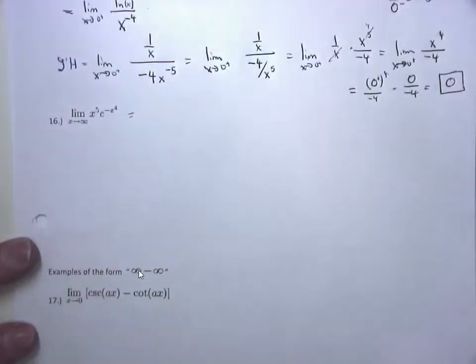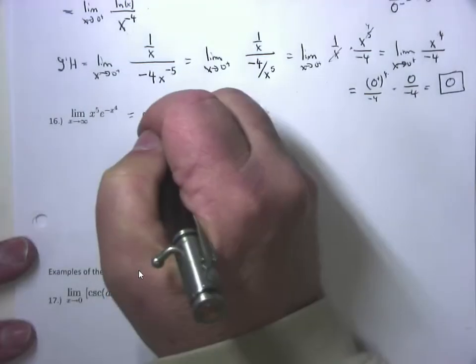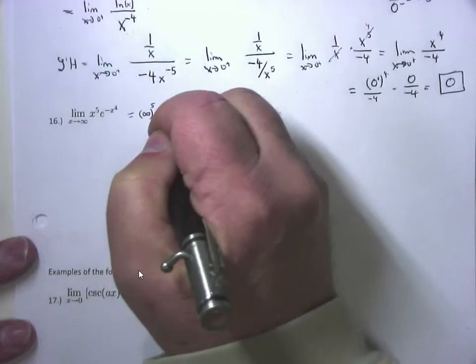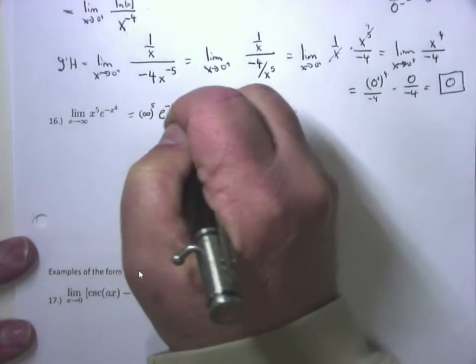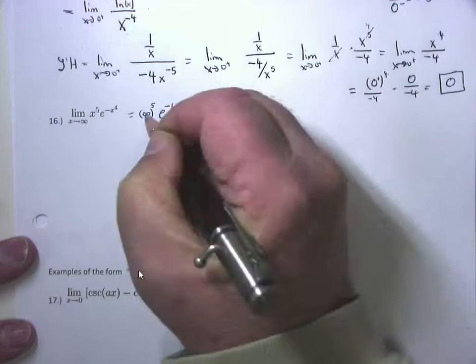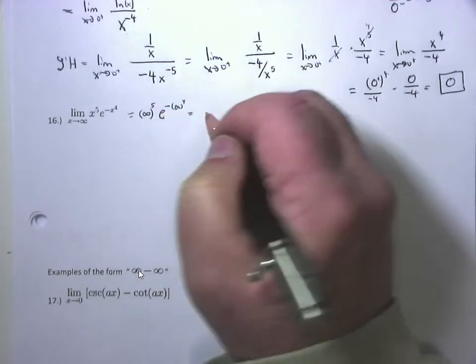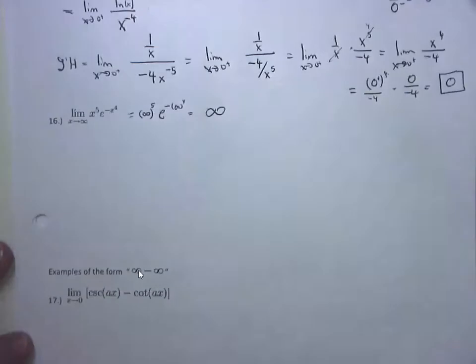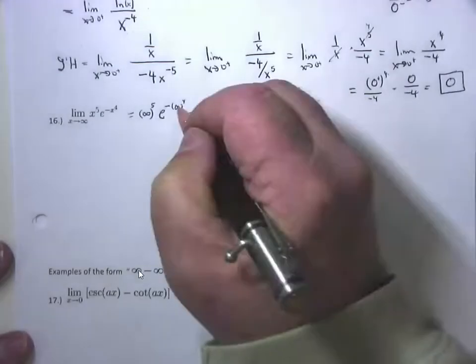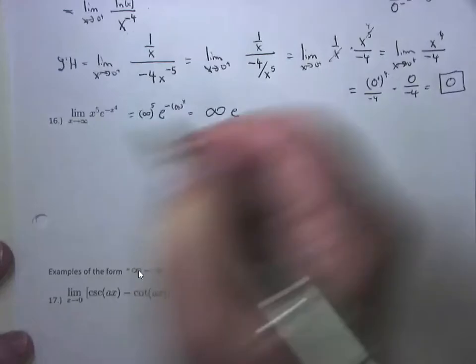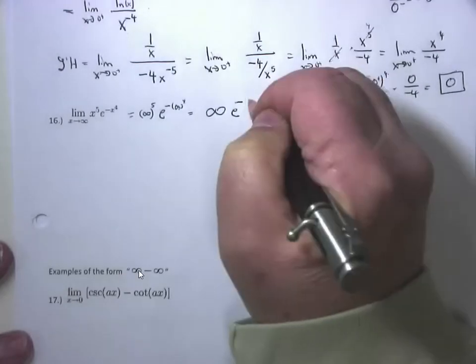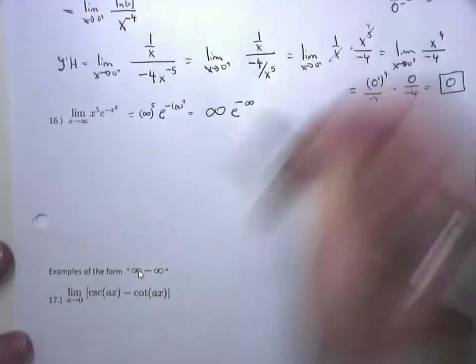Take the limit as x approaches infinity of x to the fifth times e to the negative x to the fourth. This would be infinity to the fifth power times e to the negative infinity to the fourth power. Infinity to the fifth power: infinity times infinity times infinity times infinity times infinity. One big old infinity. Times e to the infinity to the fourth power is still infinity, but it's negative that. Power first and then do your sign.